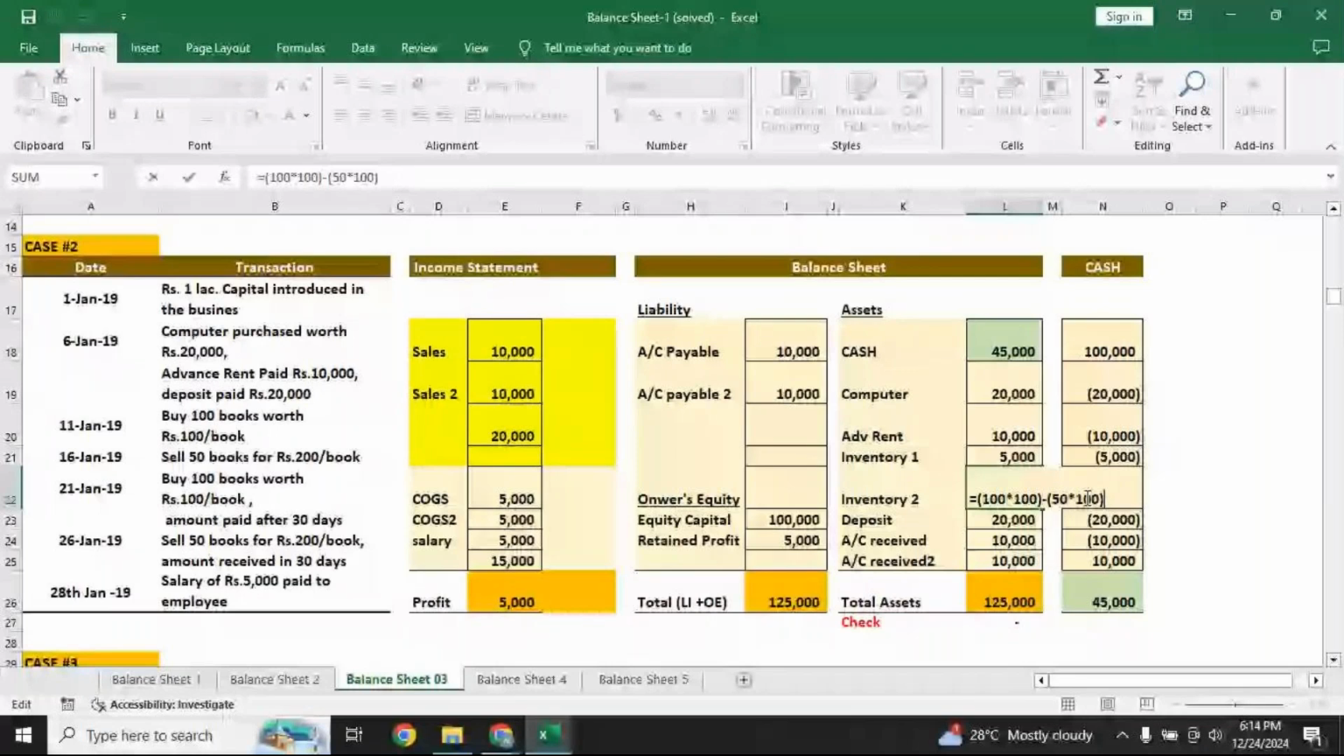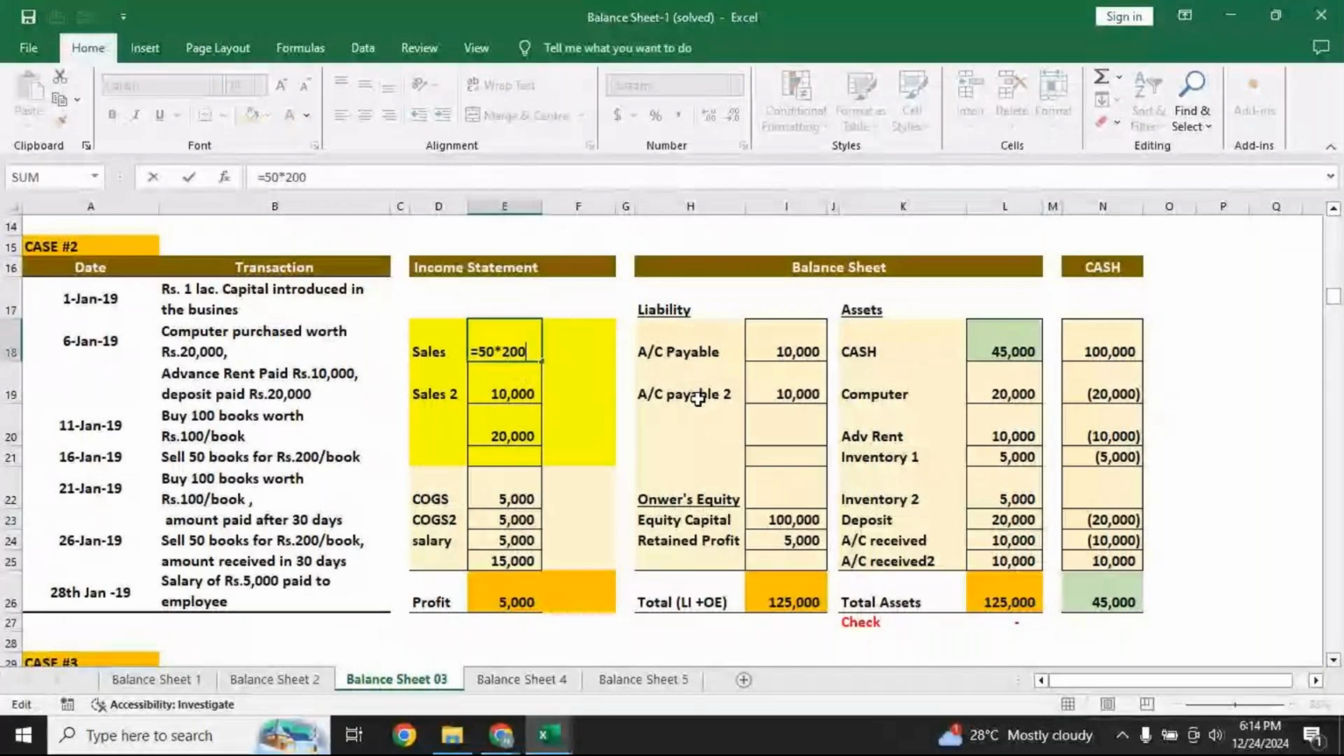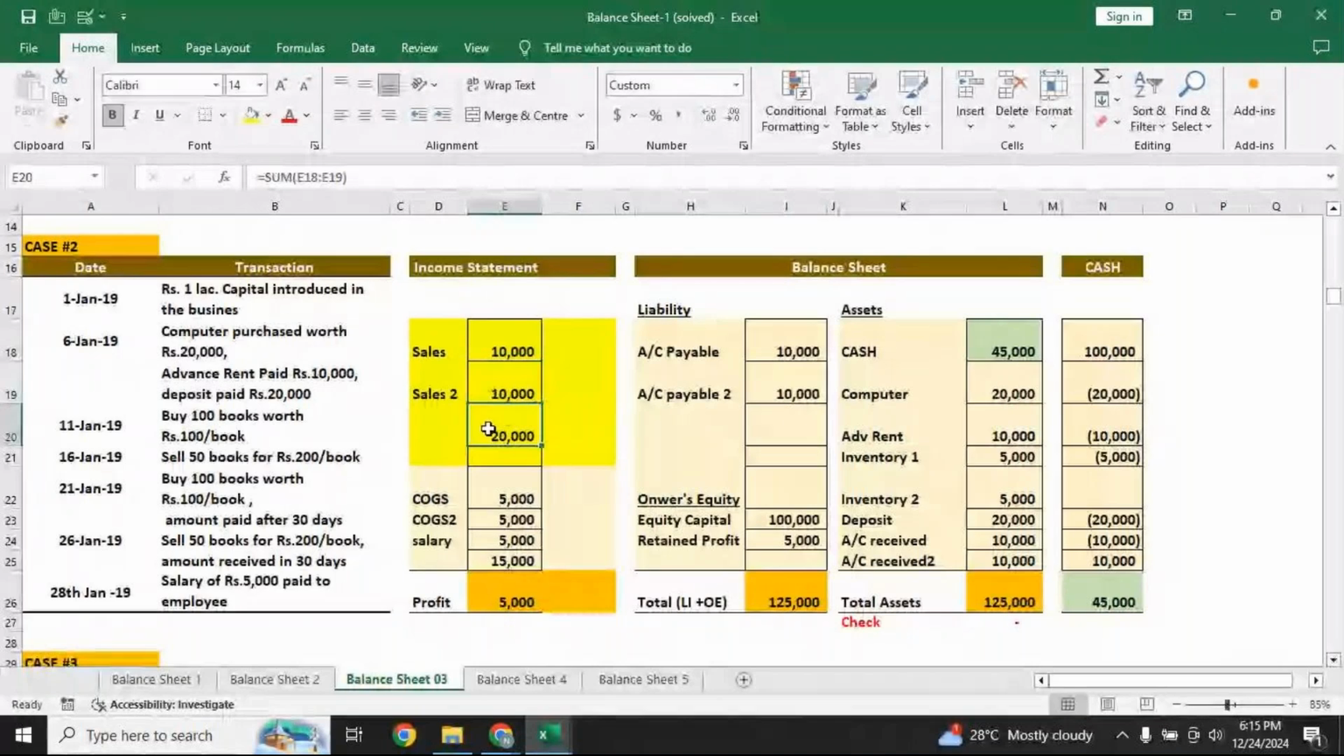Then salary of rupees 5,000 paid to employee. Here the first sales will be 50 into 200. So 50 books I have sold at the rate of 200. Again the second sales, 50 books at the rate of 200. Here it is sum. So I have made total sales of 20,000. COGS 50 into 100, 50 into 100, salary 5,000. So overall it is 15,000. 20,000 minus 15,000 is profit 5,000, which will be my retained profit.